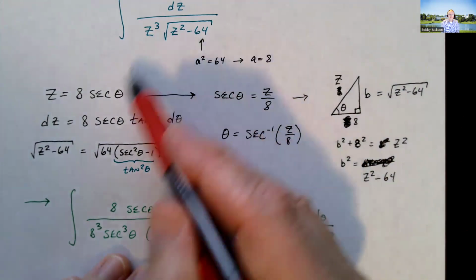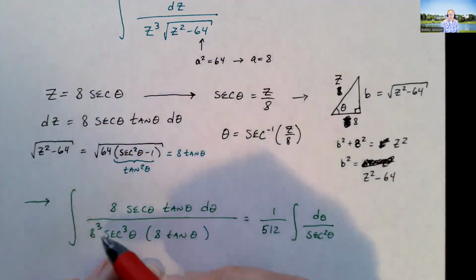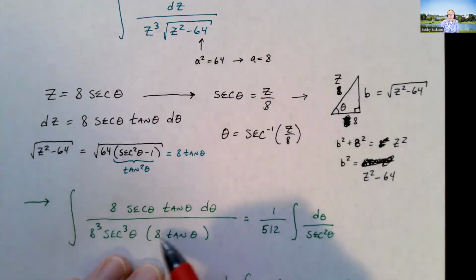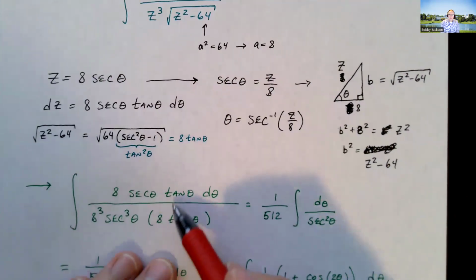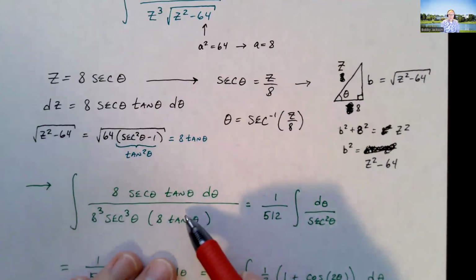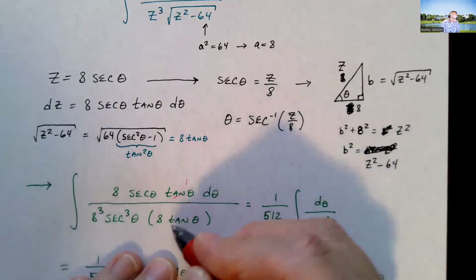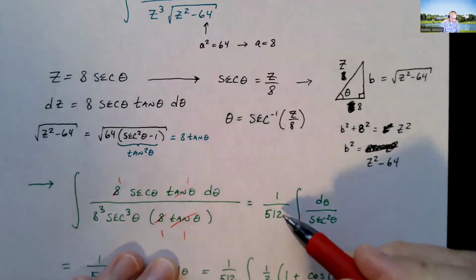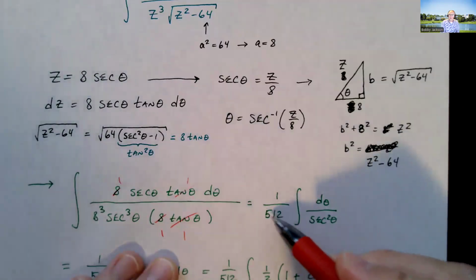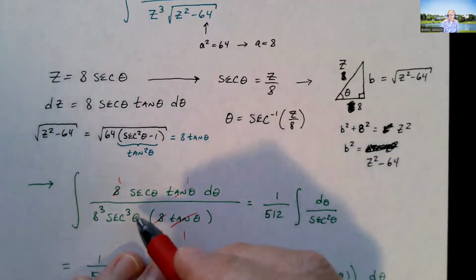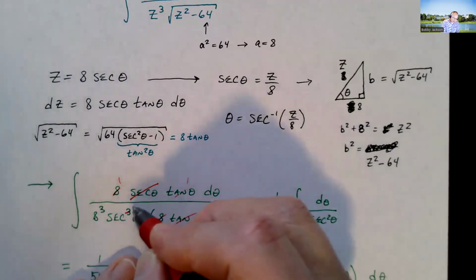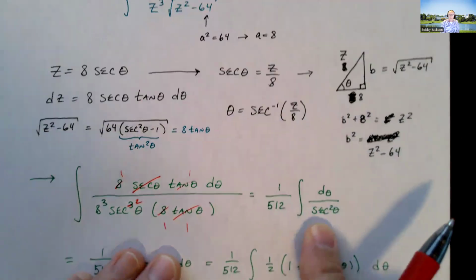Our z cubed would be what? If I cube, I get 8 cubed times secant cubed theta. And then the square root of z squared minus 64 is 8 tangent theta. We have some simplifying that we can do: we can divide both top and bottom by tangent theta, and I can divide top and bottom by 8. I've got 1 over 8 cubed, which is 512. So I've got 1 over 512. And then also I can cancel 1 secant, and I'll be left with secant squared down there.